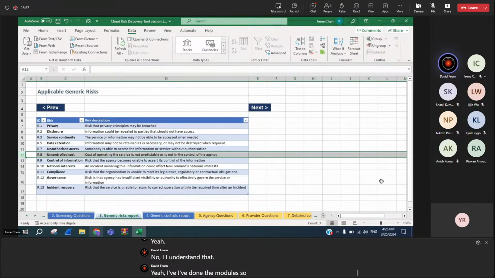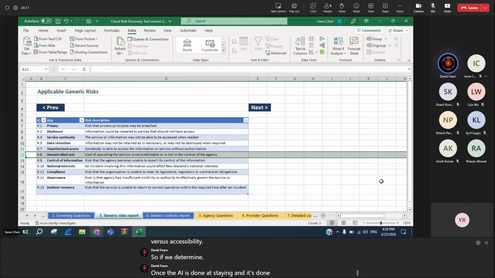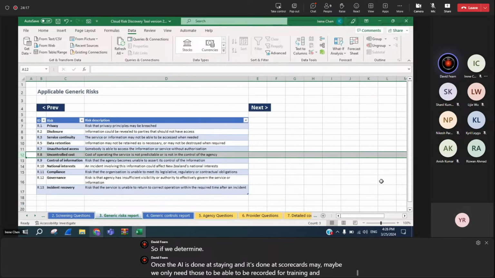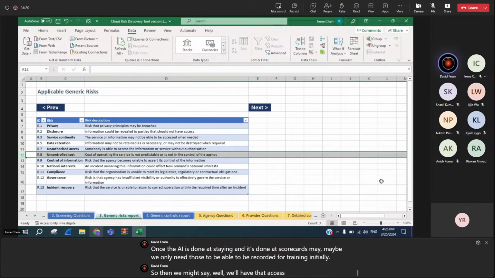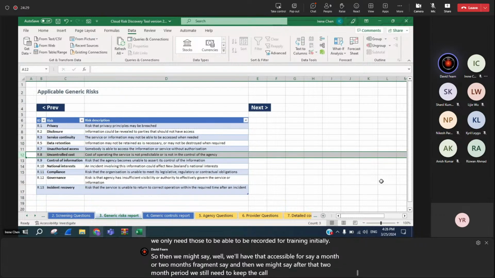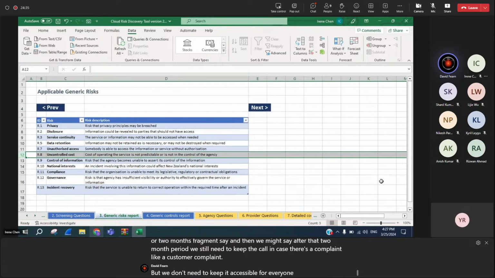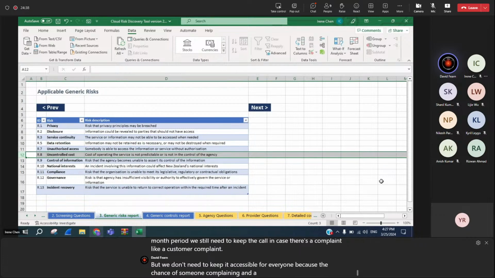So we have to weigh up the pros and cons of security versus cost versus accessibility. So once the AI has done its thing and it's done its scorecards, maybe we only need those to be able to be recalled for training initially. So we might say we'll have that accessible for a month or 2 months, for argument's sake, and then after that 2-month period, we still need to keep the call in case there's a customer complaint, but we don't need to keep it accessible for everyone because the chance of someone complaining after that period is quite slim.